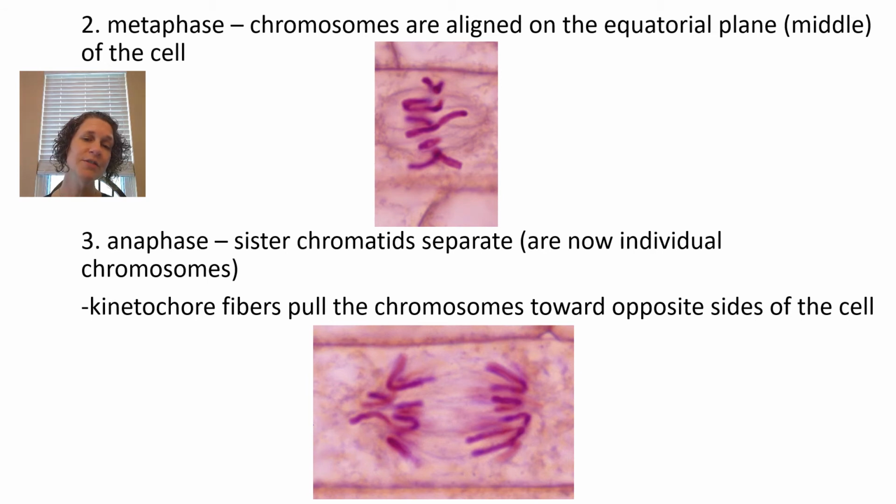And then anaphase. The sister chromatids separate, and now they are back to being individual chromosomes. So when they were together like this, they were sister chromatids, and when they separate, they become individual chromosomes. And so what happens is the little pulleys, the little fibers that are attached, basically reel them in and pull them apart.